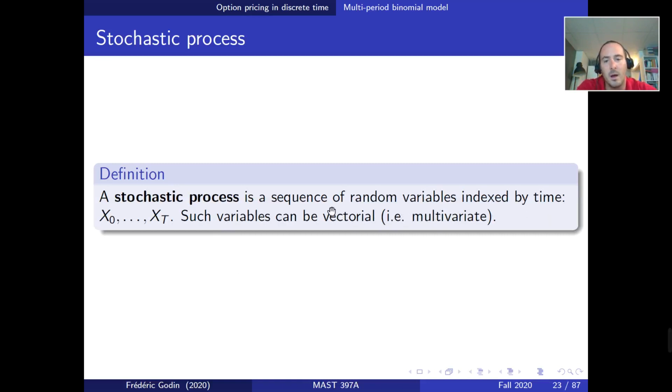So X0, X1, X2, X3, X4 until X capital T. This is a stochastic process because it's not a single variable, it's a sequence of random variables, and each of the random variables in the sequence is associated with a time step. A quick note here: each of the X's could be a vector. Sometimes we have random variables in one dimension. Sometimes we could have multivariate random variables where each of these X's, so X0, X1, X2, etc., could each be vectors of random variables.